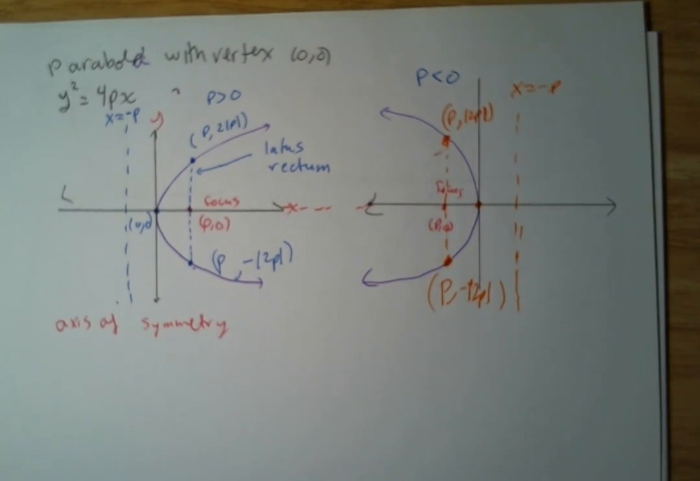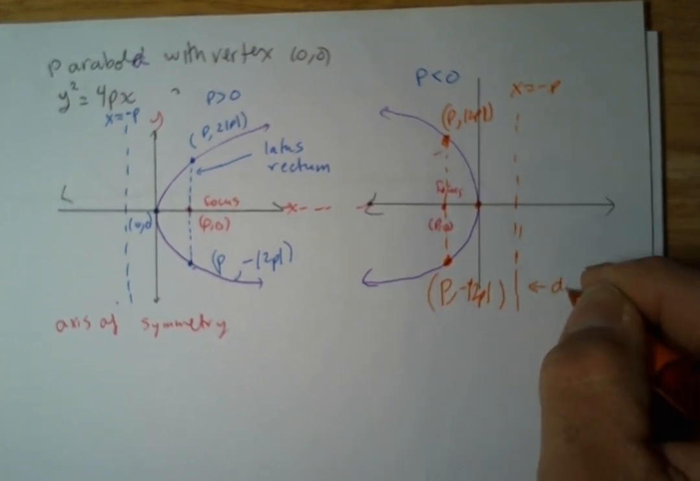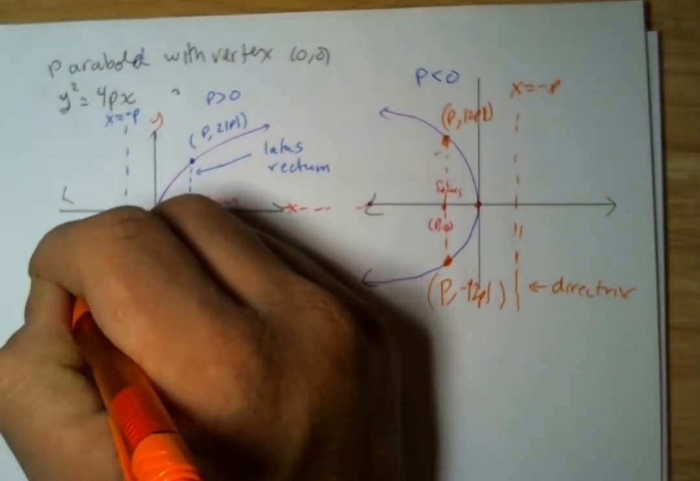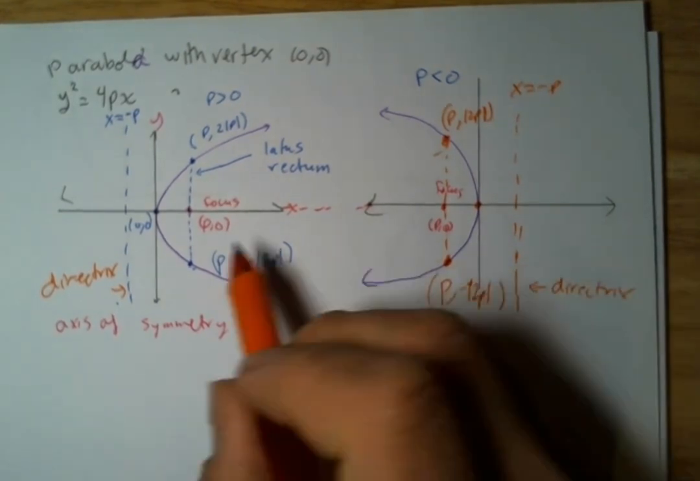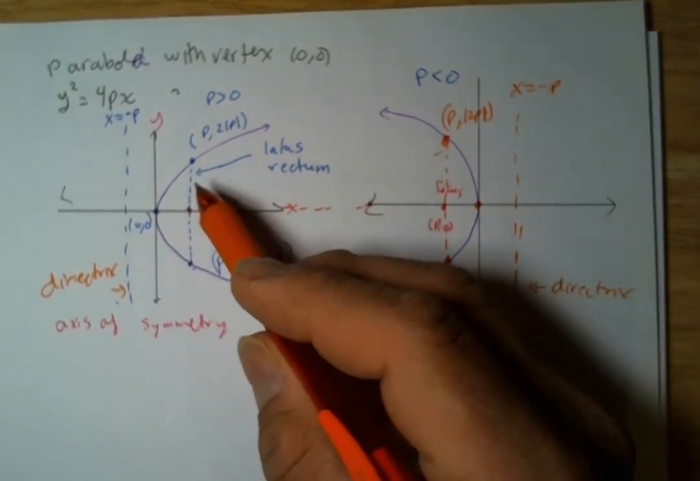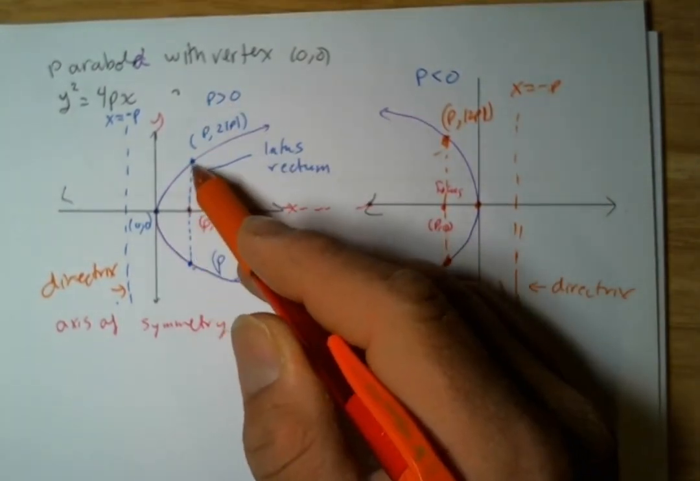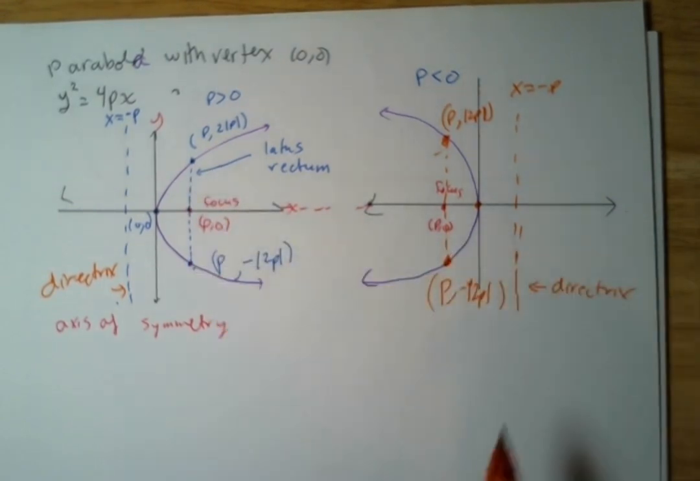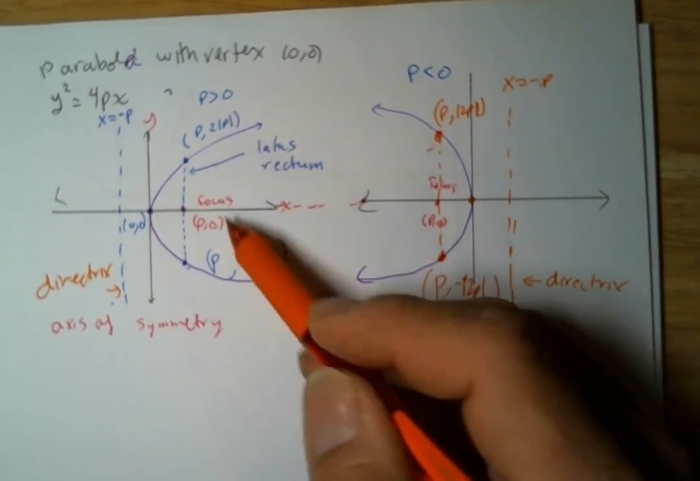Excuse me, so here, I guess we'll label this directrix. So the directrix is the line. The latus rectum is the line segment, so it's not the full line. It's really just the vertical line going through the focus and the points that are on the parabola. So these represent the endpoints of our latus rectum.